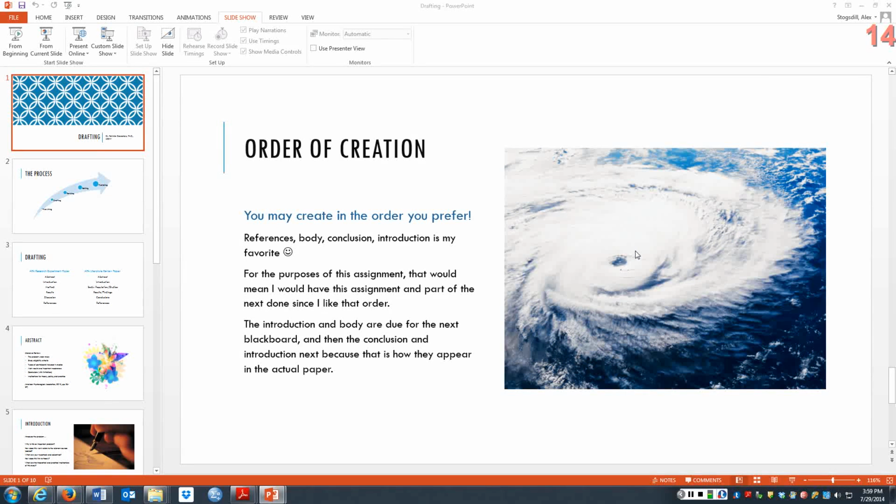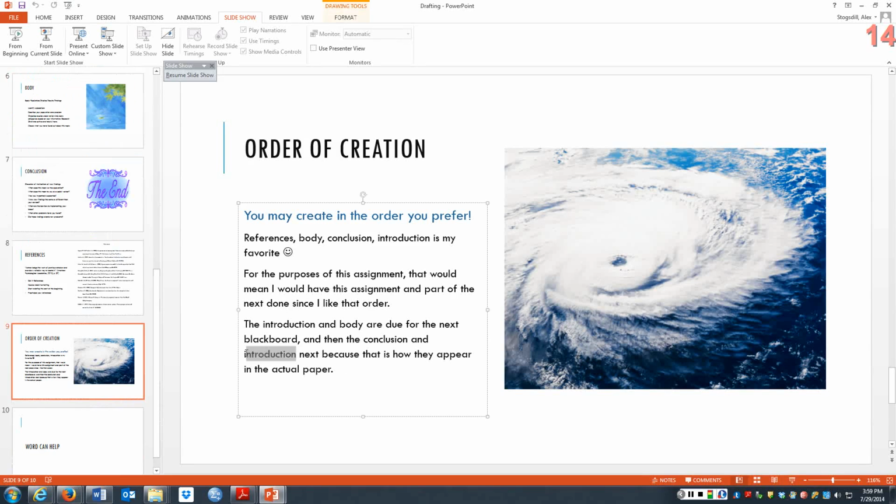But for the purposes of this assignment, if I created in my typical order, that would mean I would have part of the next assignment done because references are the last part, but it would already be done. So there's nothing wrong with you going a little ahead and creating your reference list ahead of time. It's not the conclusion and the introduction, it's the conclusion and the references that are for the next Blackboard. But you can do that however you want to do. It's up to you.